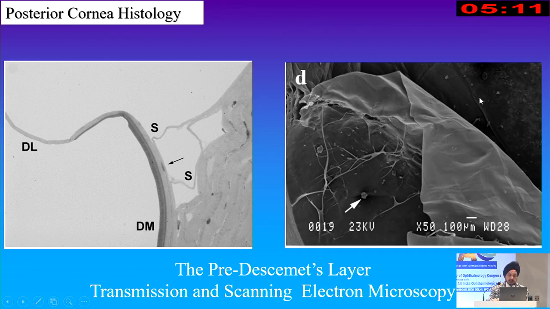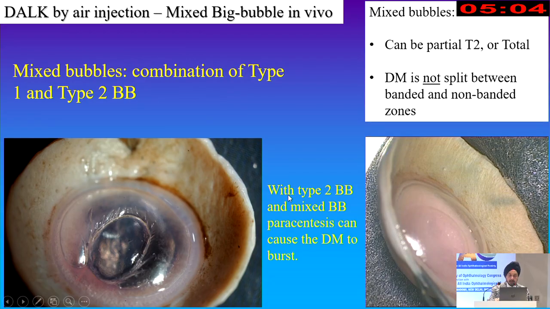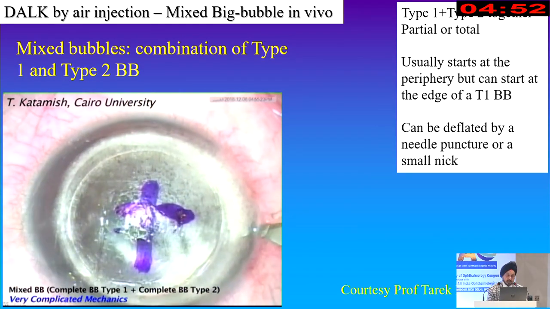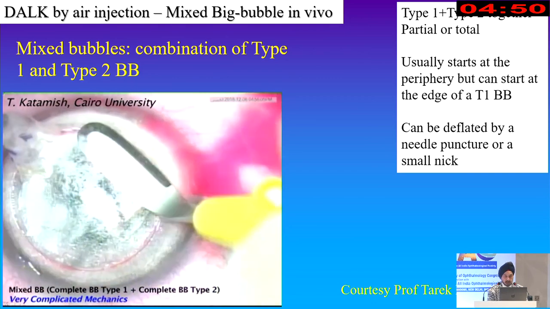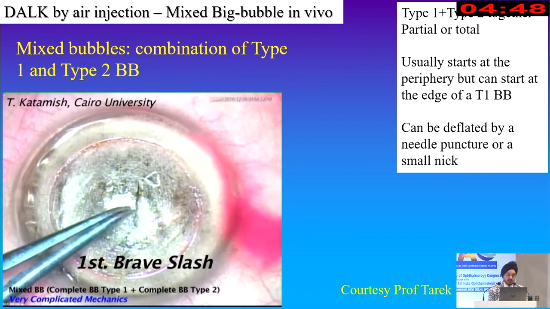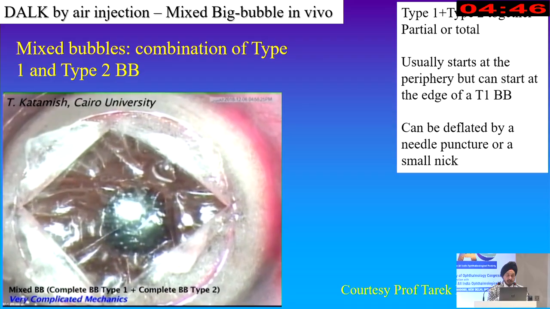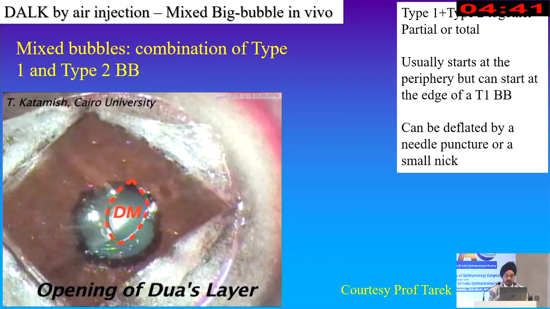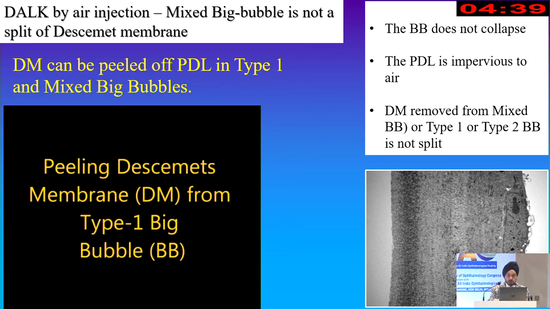And these are just some scanning and transmission EM pictures to show you those strands extending between the bubble wall and the stroma. This is a mixed bubble, where you get a type 1 component centrally and a type 2 on the periphery. And this is one example, a video lent to me by Tariq Katamish, of how a type 2 will look clinically. You can see the top has been taken off, but there's another bubble underneath. And as you release that, you can see the Descemet's membrane. So there were 2 bubbles over here.